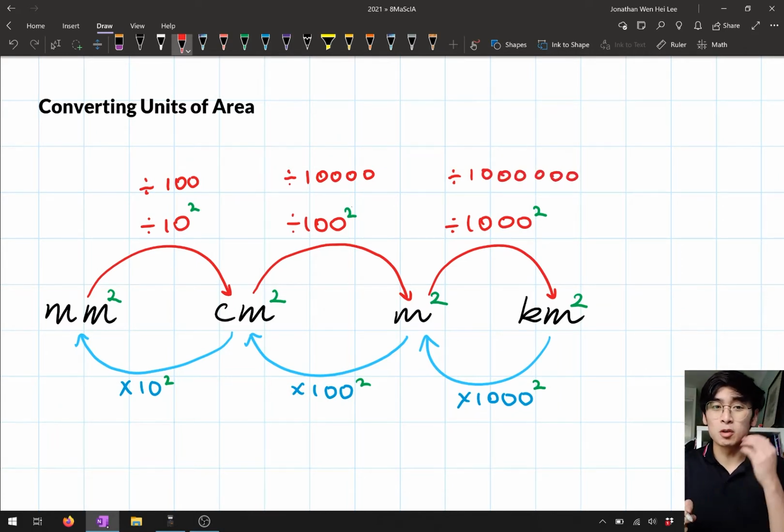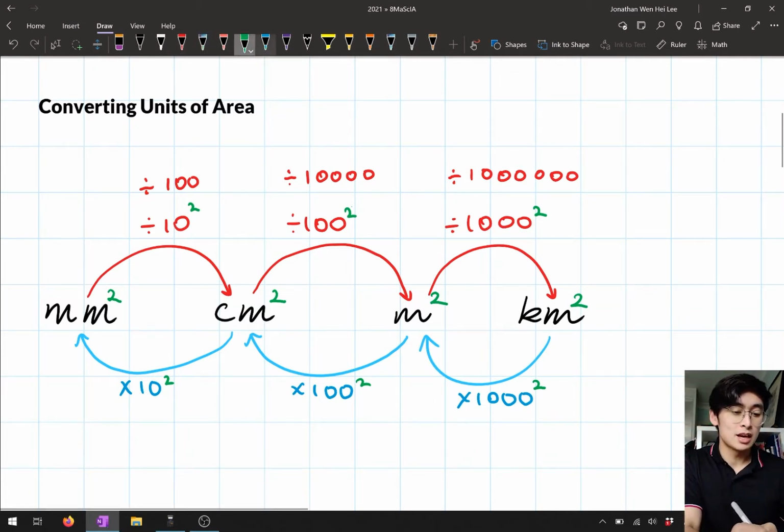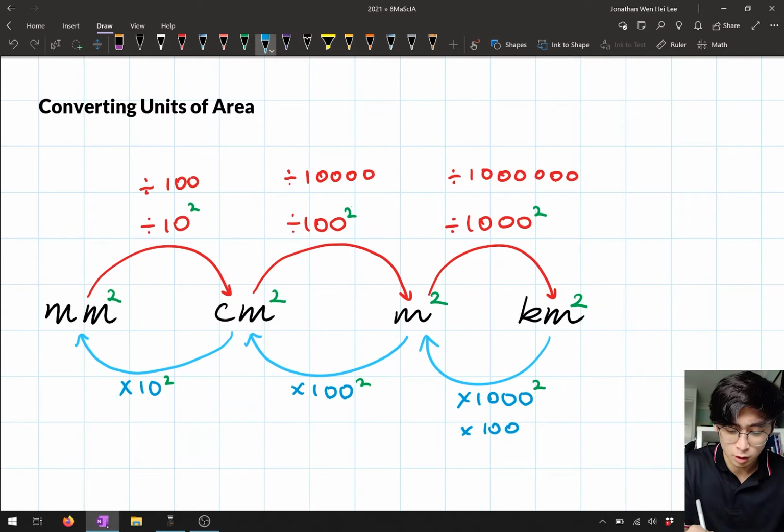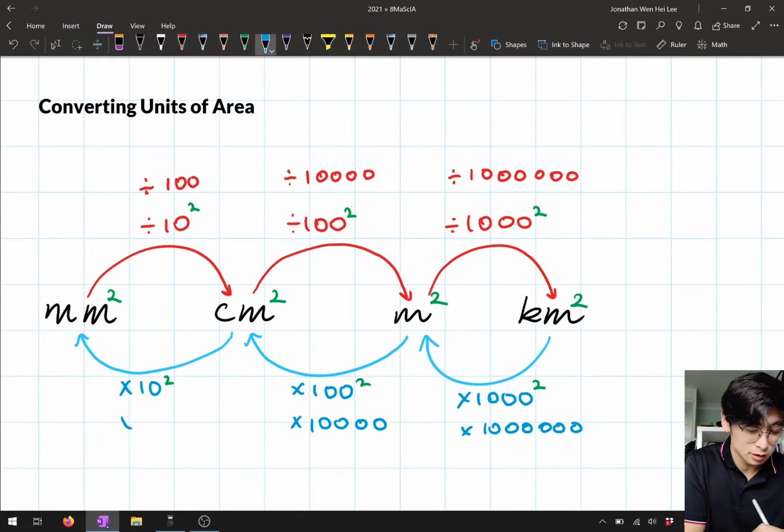When we're doing these multiplications or divisions, just like we noticed in the first lesson when we converted between units of length, we can use our regular tricks for multiplying and dividing by powers of 10 and moving our decimal point. On the other side as well, it's just the same number as the ones that we have above.